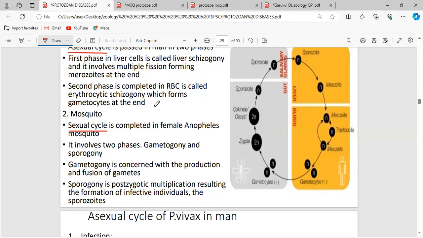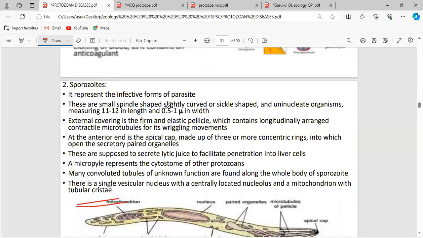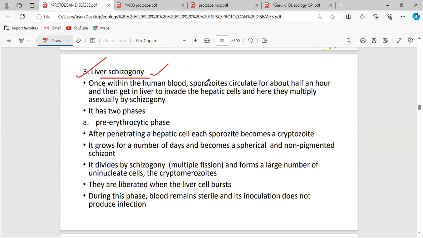That is why the reproduction takes place in the liver. It is called the liver schizogony. The asexual reproduction which takes place in the blood is called the erythrocytic schizogony. And schizogony is nothing but a type of multiple fission. Clear? Okay.